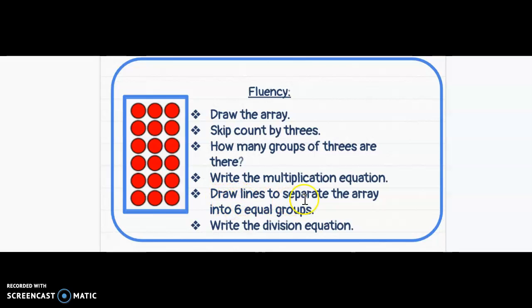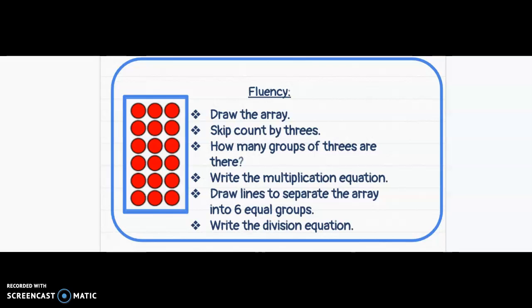Now I need you to do the same thing. I need for you to draw lines to separate the array into 6 equal groups. Now that you have them separated, go ahead and show us your answers in the camera. Wonderful, boys and girls. Now write the division equation for your new array with the lines. Right, you should have 18 divided by 6 equals 3. And just to double check, your line should be here, here, here, here, and here.